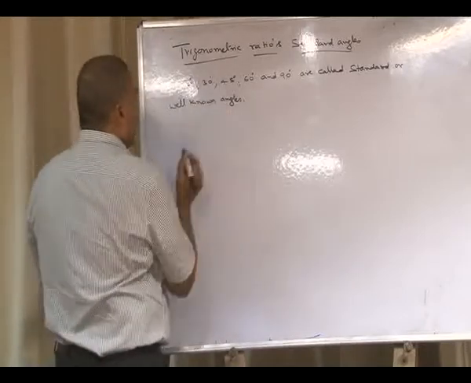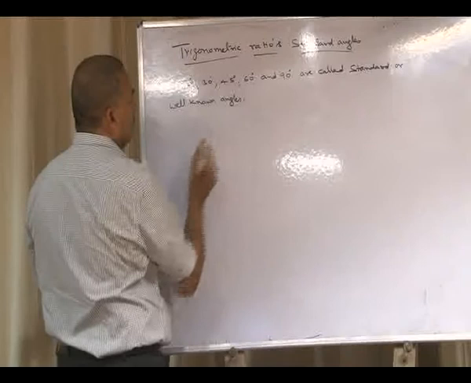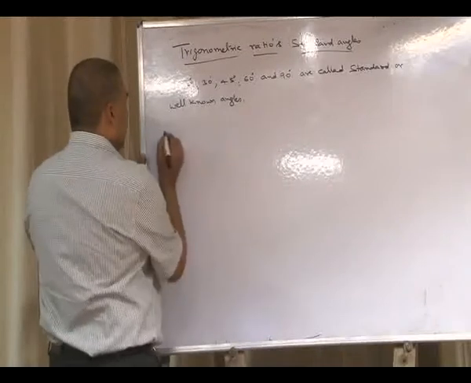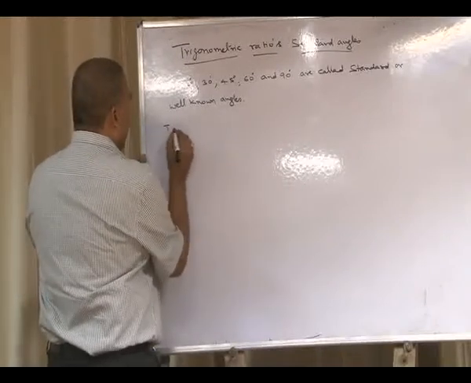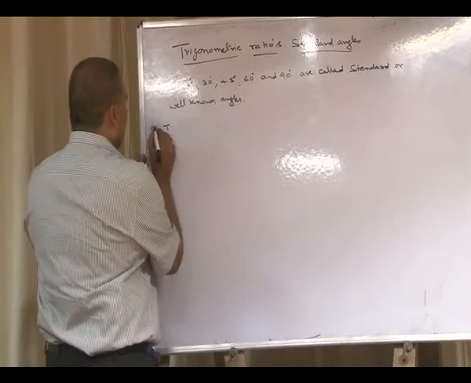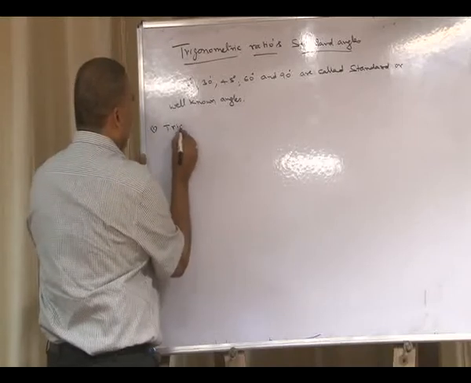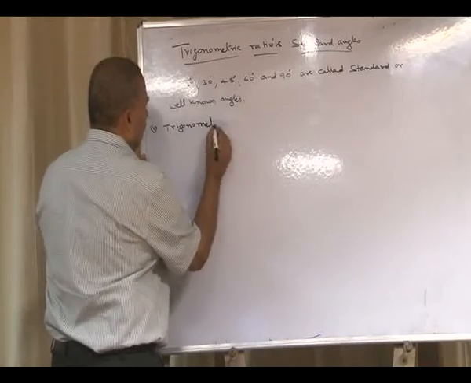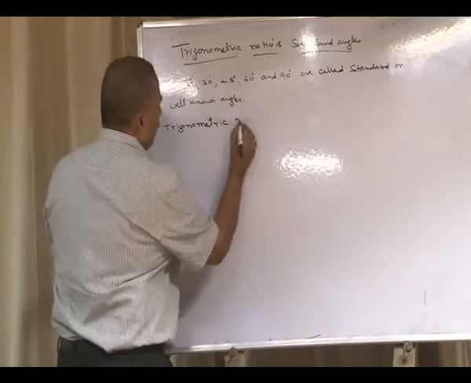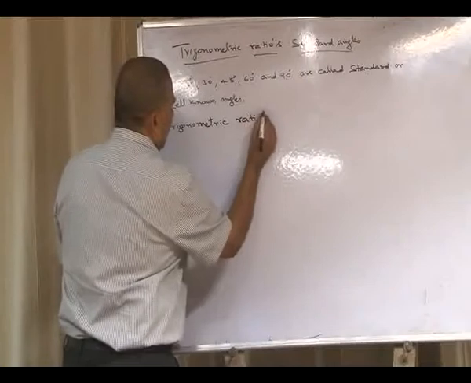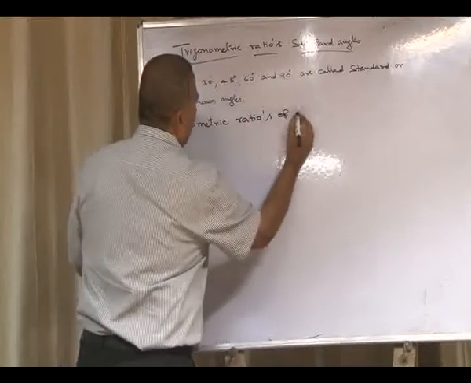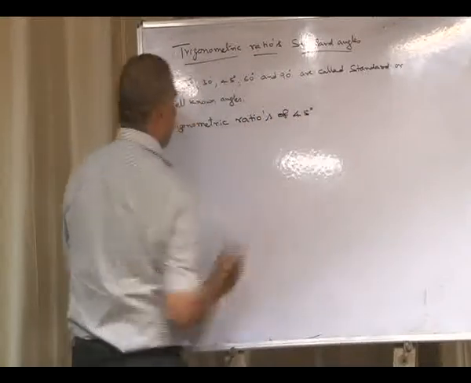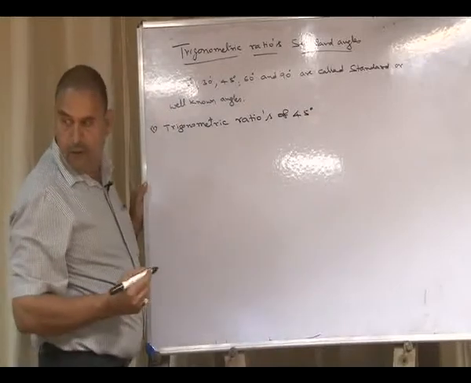Then how to find the trigonometric ratios of standard angles? First I will take trigonometric ratios of 45 degree.